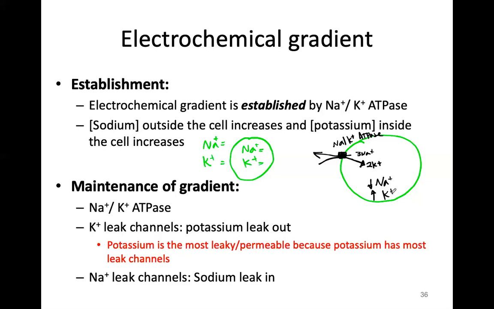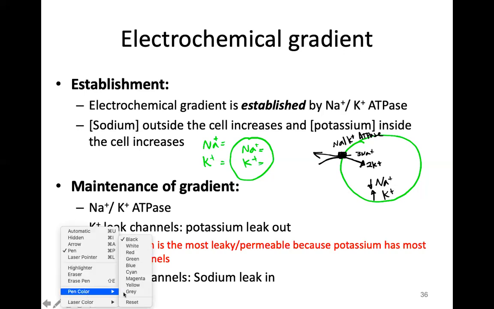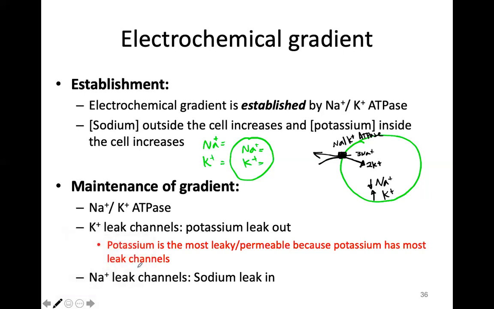So how do I maintain the electrochemical gradient that I've originally established? How do I maintain a higher sodium outside the cell and lower inside, and higher potassium inside the cell? How do I maintain that? We're going to go back to your leakage channels. So if you think about the same picture that I have here, I'm just going to add to that. So in this side, or around your cell, not just on this side, you have what we identify as your sodium leakage channels, okay?